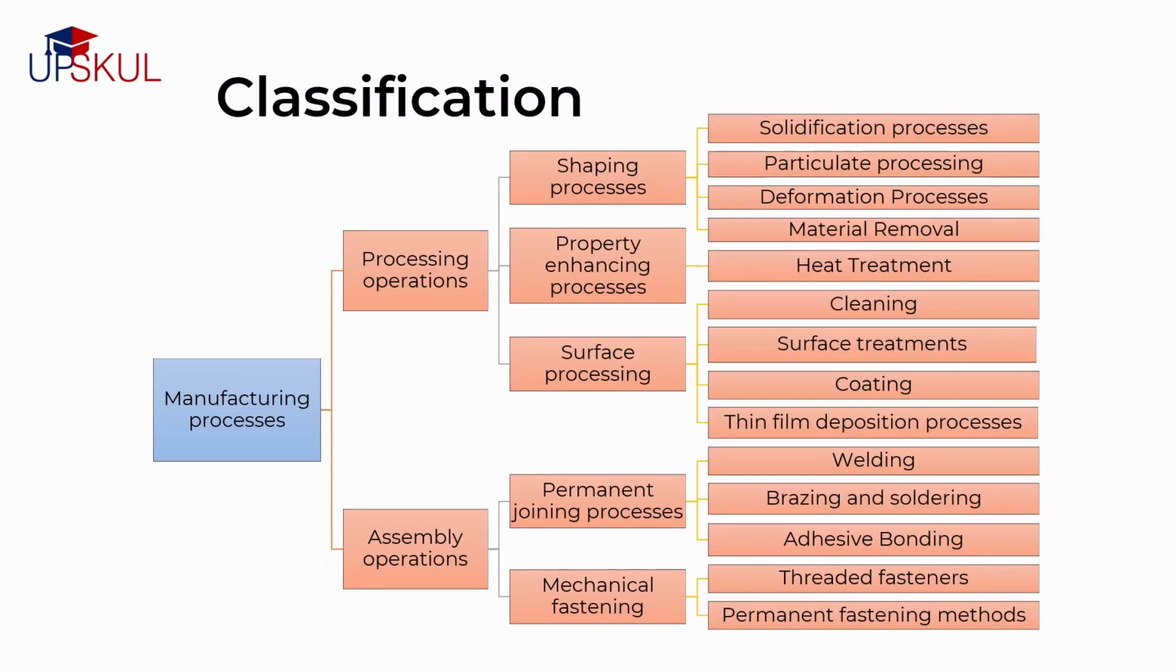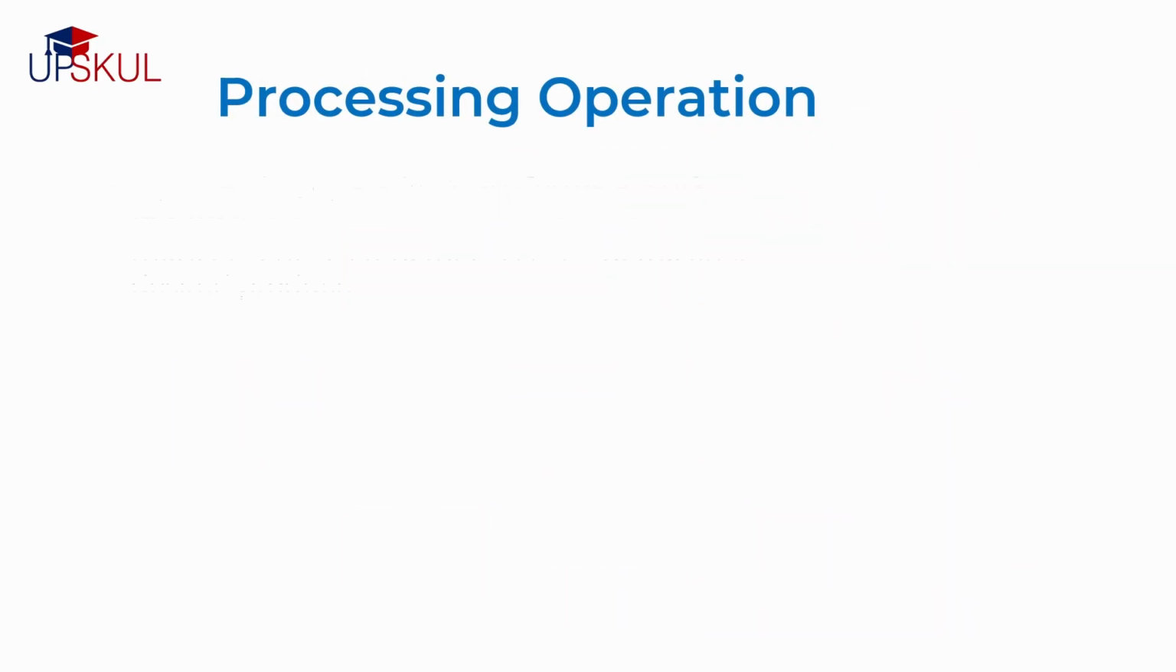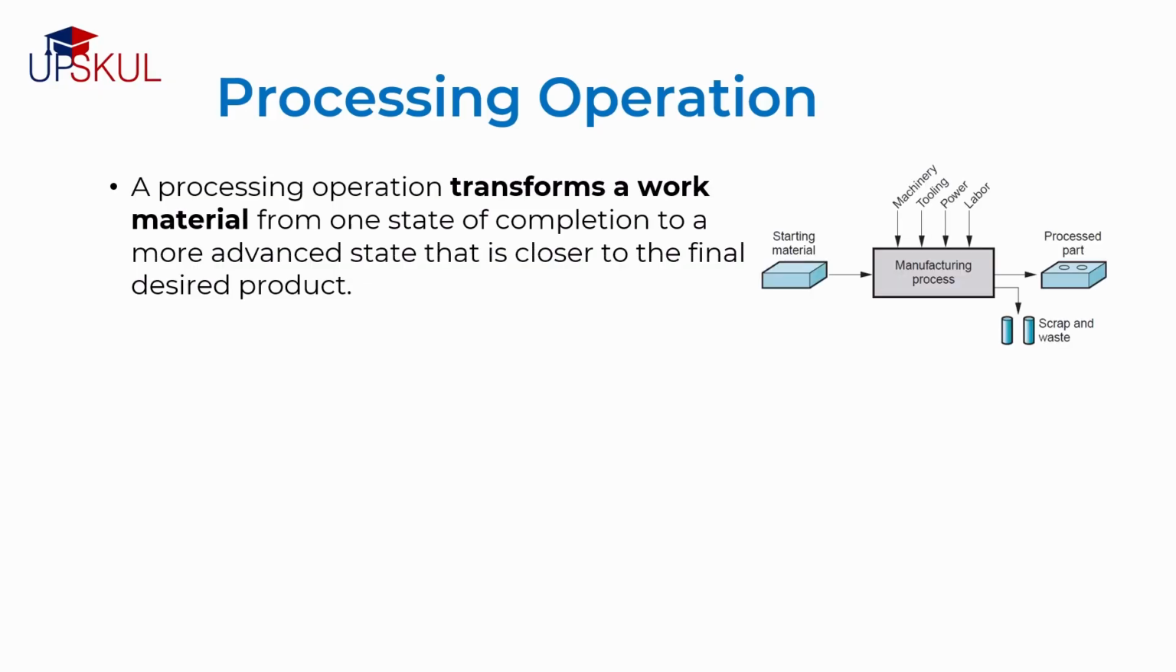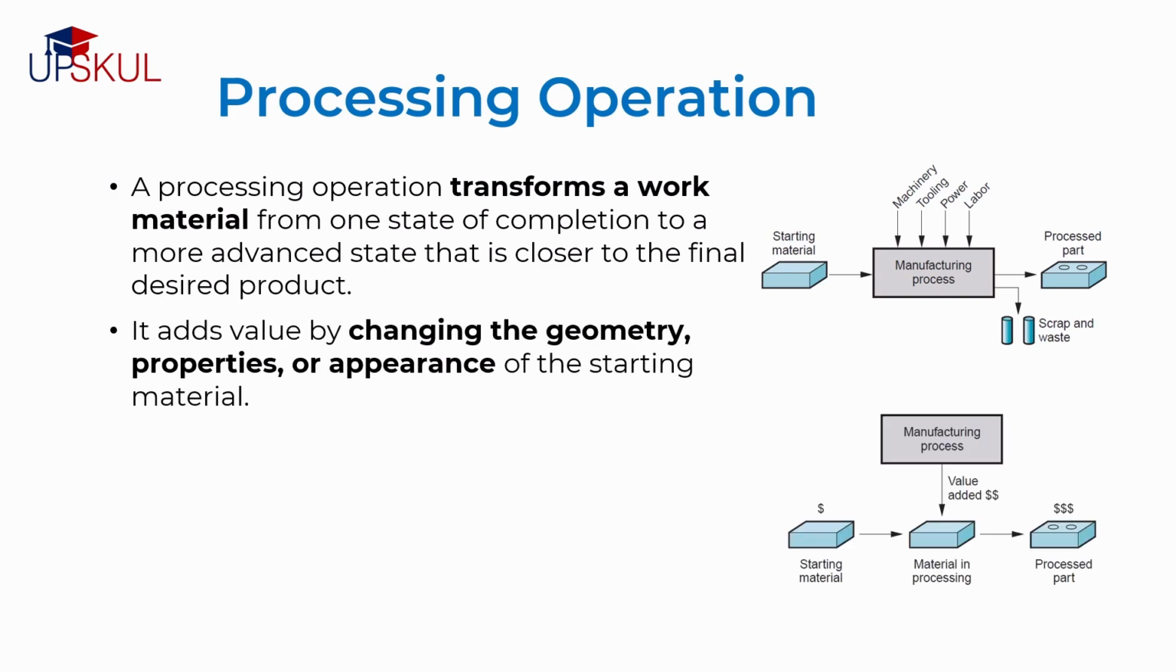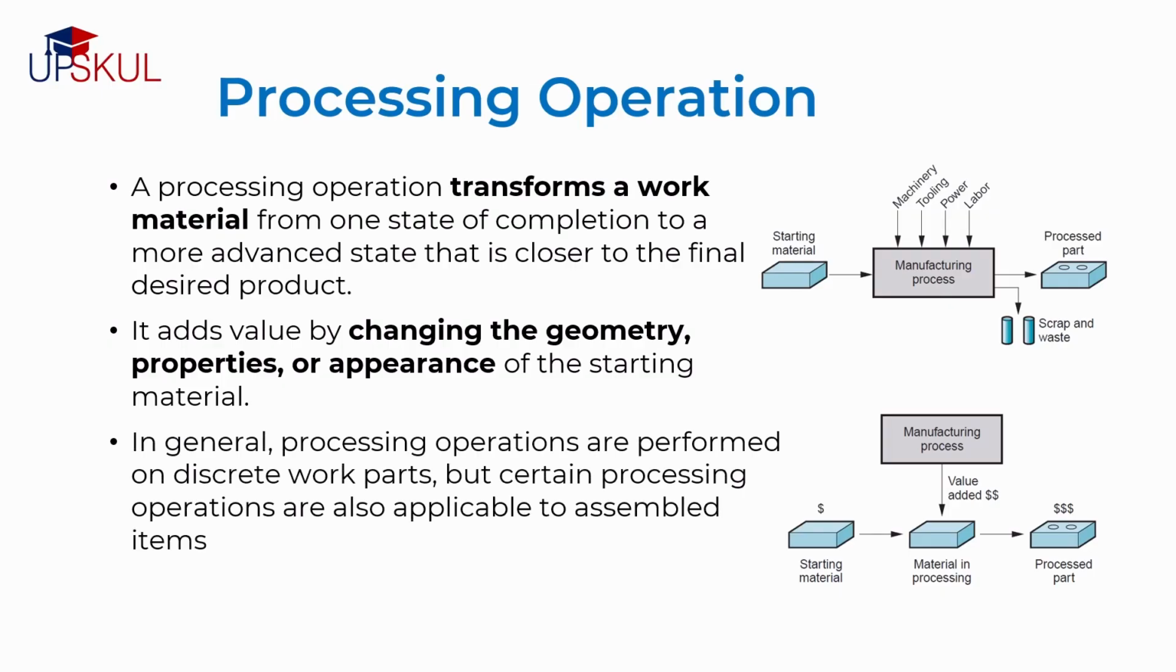The processing operations transform a work material from one state of completion to a more advanced state that is closer to the final desired product. It adds value by changing the geometry, properties, or appearance of the starting material. In general, processing operations are performed on discrete work parts, but certain process operations are also applicable to assembled items. For example, painting a spot welded car body.